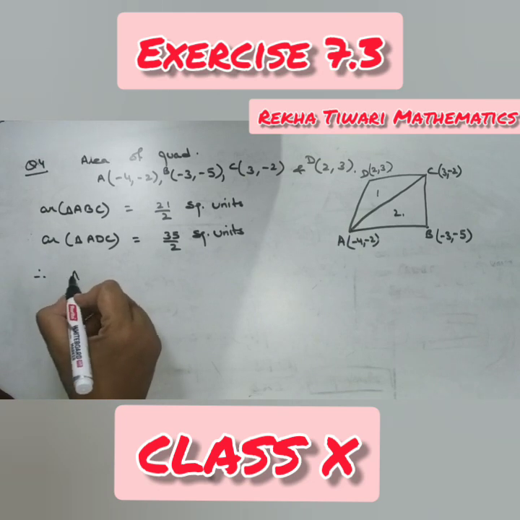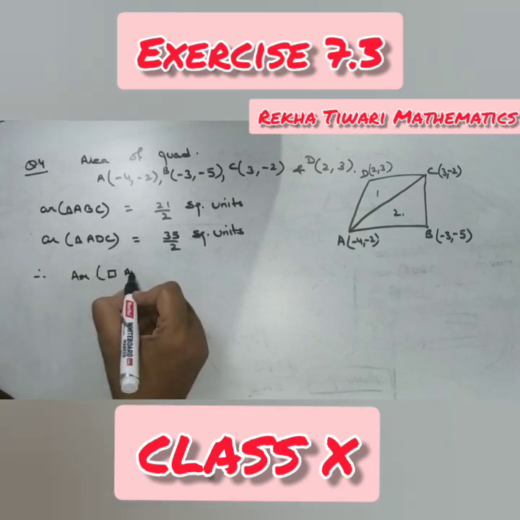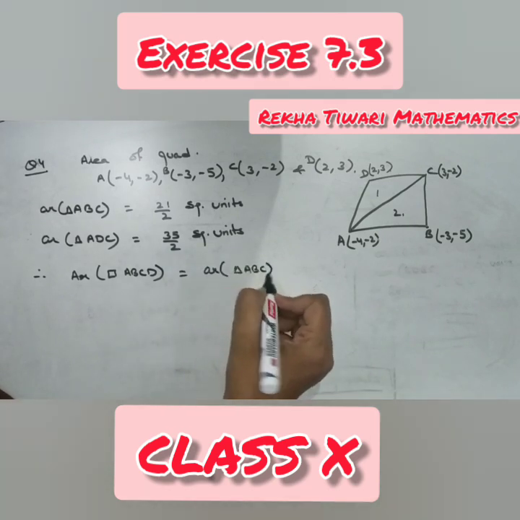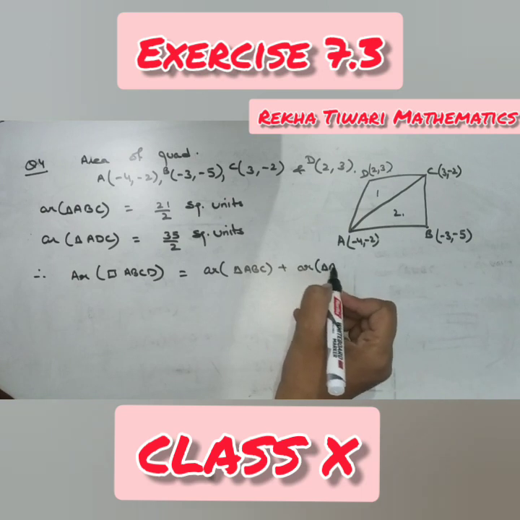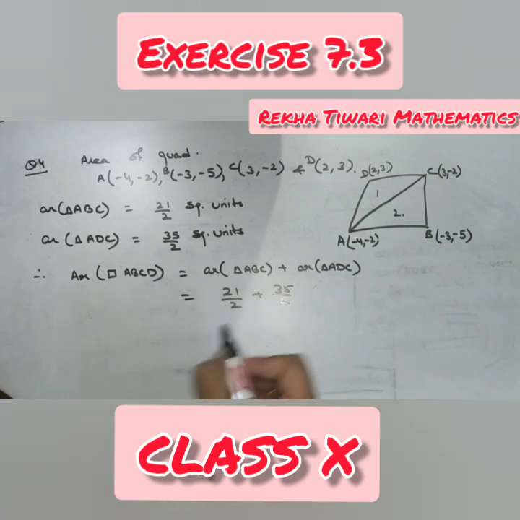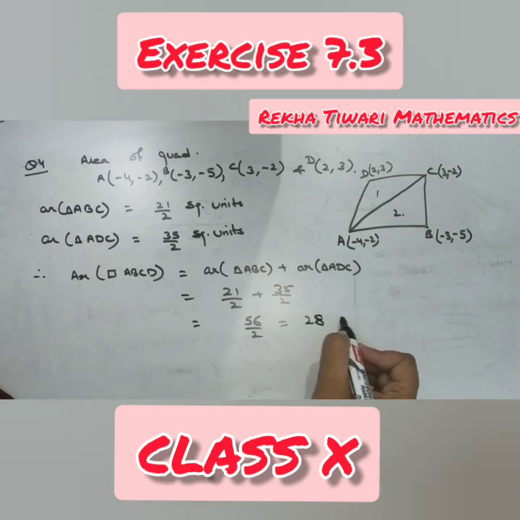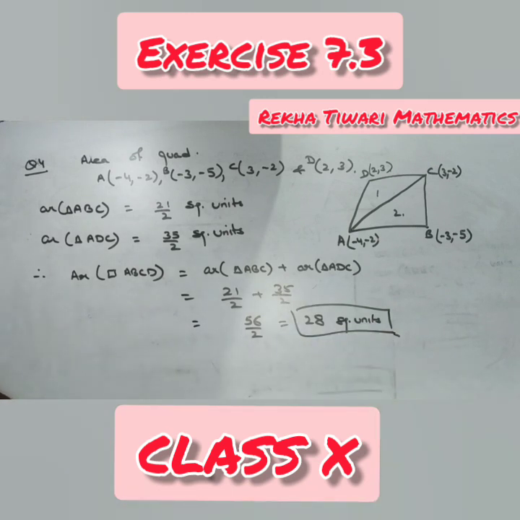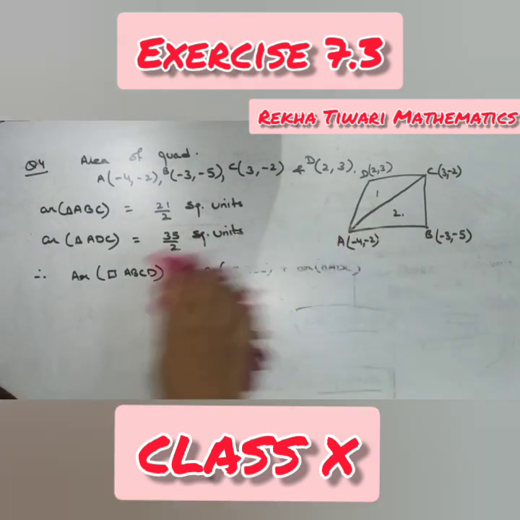Therefore, area of quadrilateral ABCD is equal to area of triangle ABC plus area of triangle ADC. So this is 21/2 plus 35/2, which comes out to be 56/2, that is 28 square units. Whenever you have to find out the area of quadrilateral, just draw any diagonal. You can join BD also. You will get the same answer. Move to the last question of this exercise.